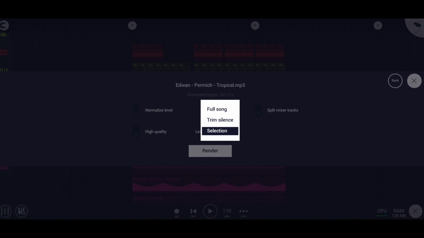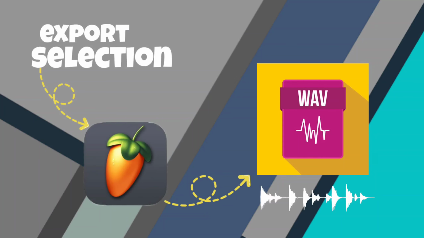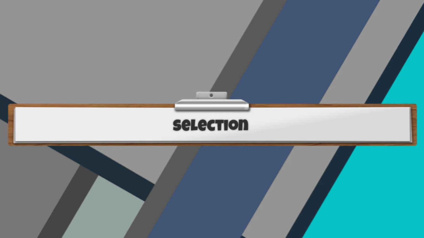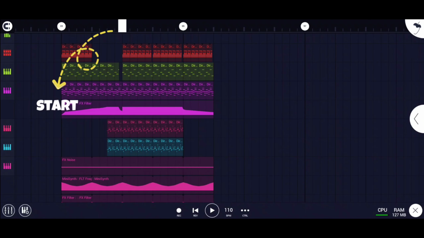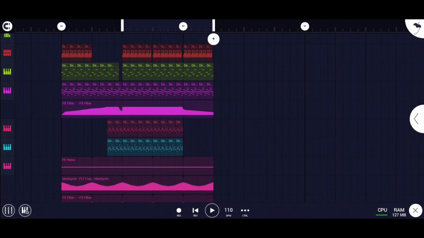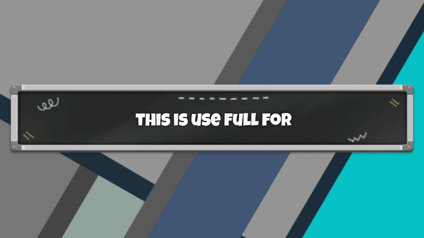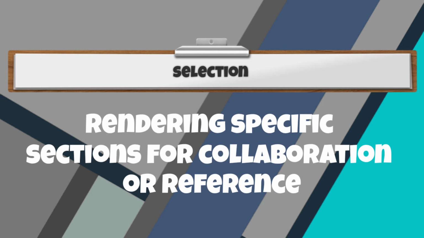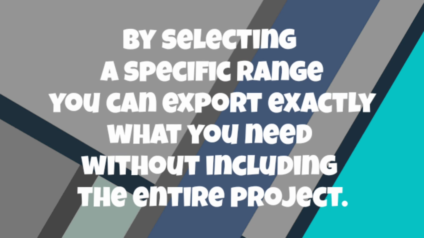Next we have selection. Selection is a rendering option in FL Studio Mobile that allows you to export a specific section of your project. When you choose selection, you can specify start and end point to export only the desired part of your project. This is useful for exporting loops or stems, rendering specific sections for collaboration or reference. By selecting a specific range, you can export exactly what you need, without including the entire project.